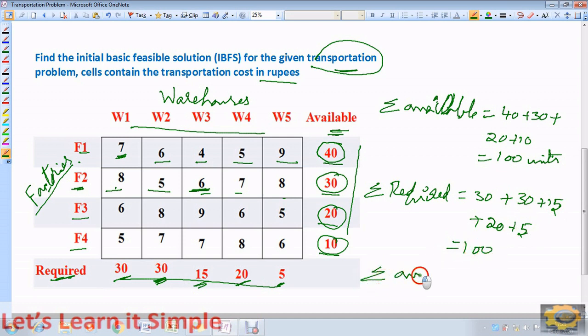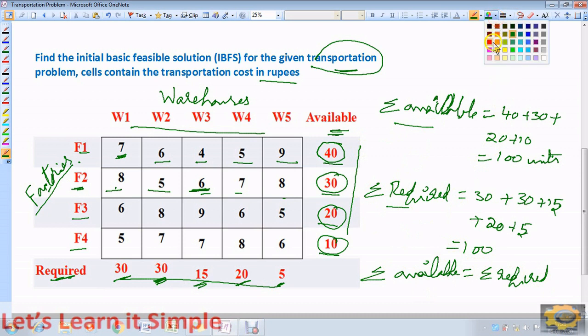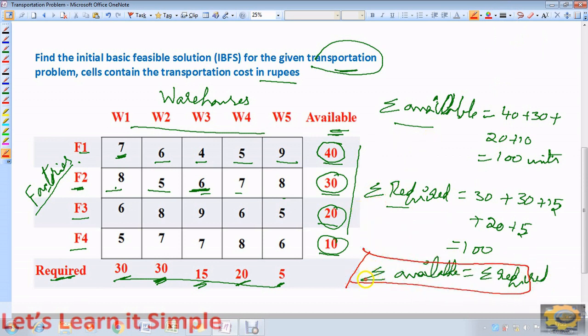So the summation of the availability is matching with the summation of the requirement. So this is the supply, this is the demand, and these are equal. If the demand and supply are equal, then it is said to be a balanced transportation problem. So if this is met, it is said to be a balanced transportation problem. This is called a balanced one.